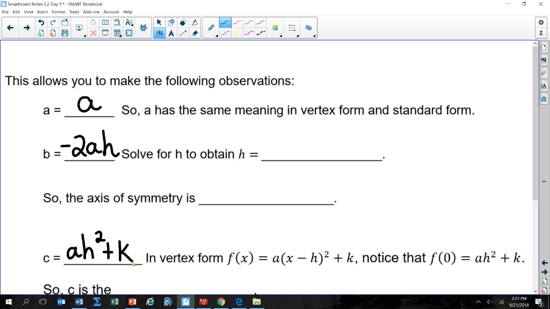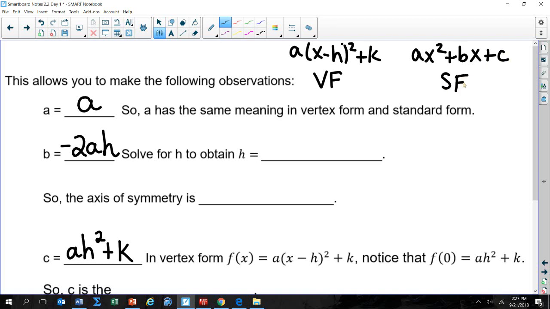So here's the deal. We've got these two forms. This is my vertex form. And then I have this form, which is standard form. I want you to realize that the A in vertex form is the same as the A in standard form. So what that means is if you have a vertical stretch or shrink in vertex form, or if you have a vertical reflection in vertex form, that A is going to mean the same thing in standard form. Okay? So whatever your A is in standard form, it's going to tell you your stretch or shrink vertically and your reflection vertically, if there is one.